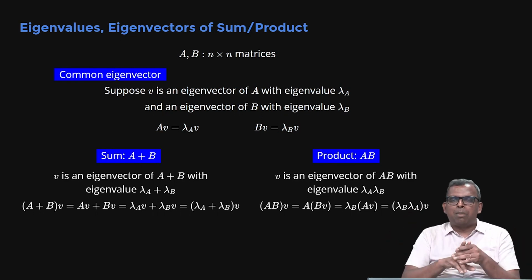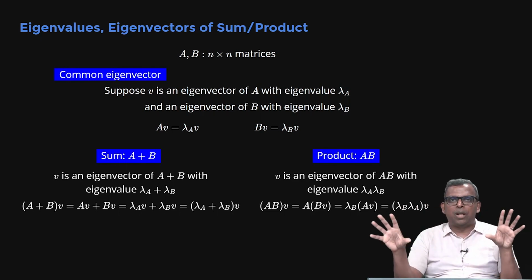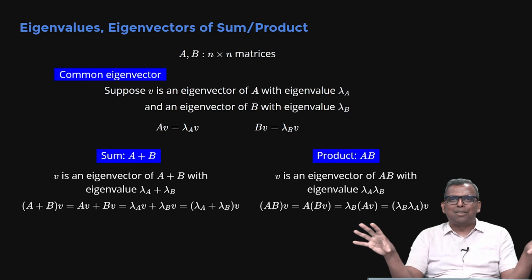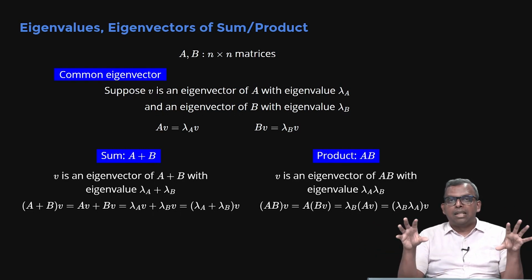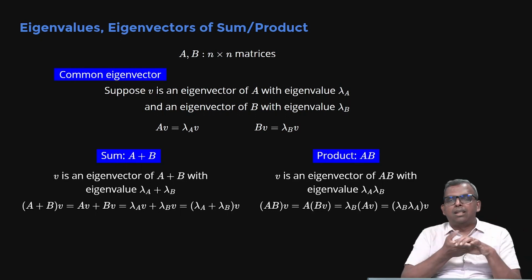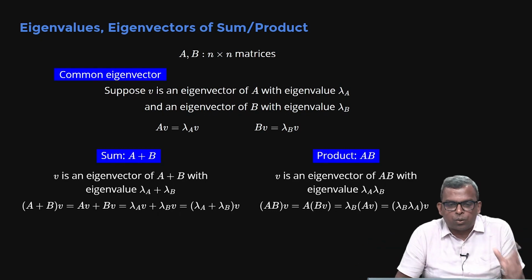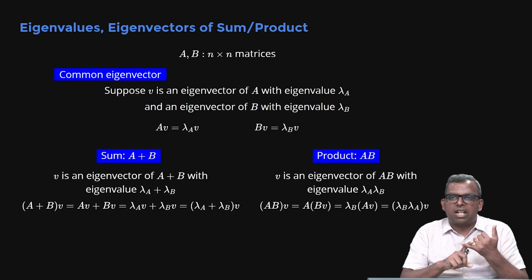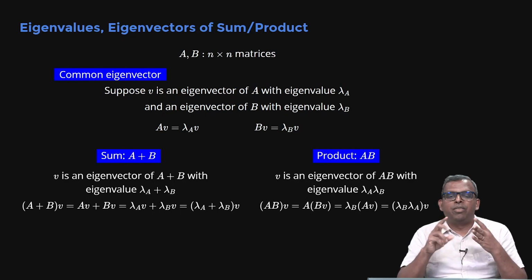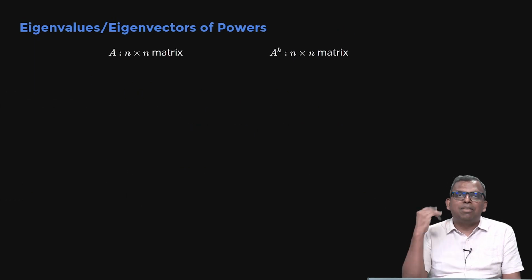I've shown it only for sum and product, but whatever operation you do, as long as it's only algebraic addition and multiplication, like A plus B, A square B, A cube, whatever, a common eigenvector of A and B will end up being an eigenvector for that algebraic combination also. I hope you see that. So we've dealt with transpose, inverse, and sum and product as well. Finally we'll go to powers.